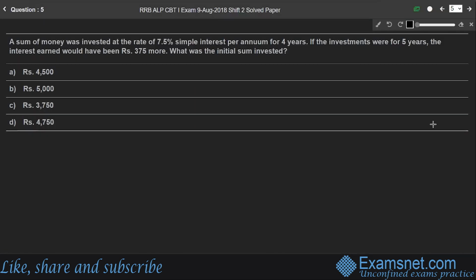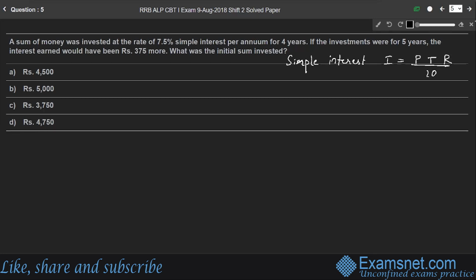Question number 5. A sum of money was invested at the rate of 7.5% simple interest per annum for 4 years. If the investment were for 5 years, the interest earned would have been 375 rupees more. So what was the initial sum invested? So students, this question is based on simple interest, which is I. The formula we are using here is simple interest I is equal to PTR by 100, right?